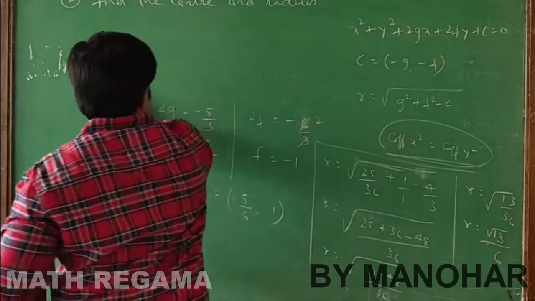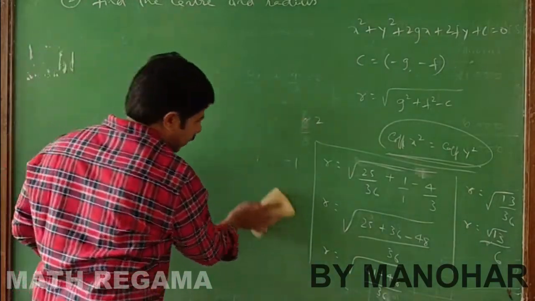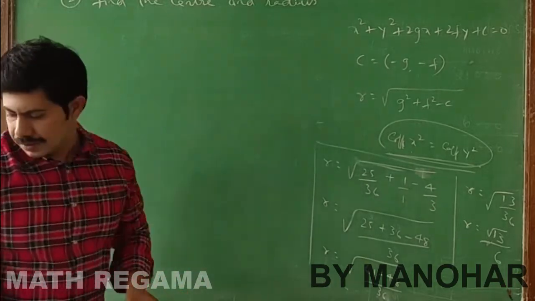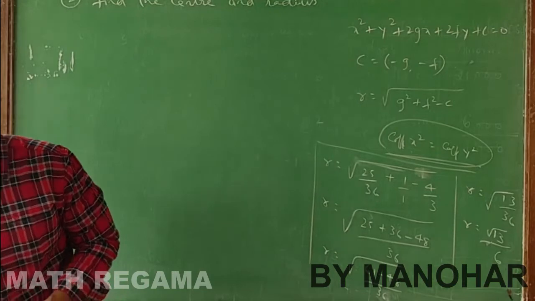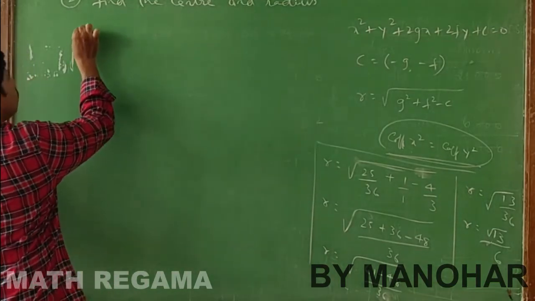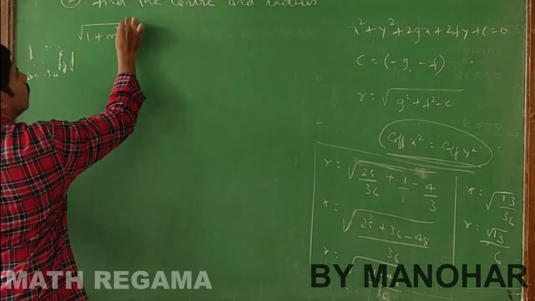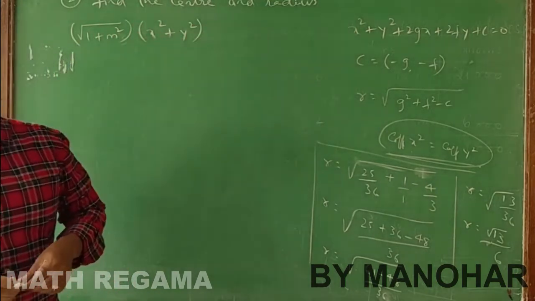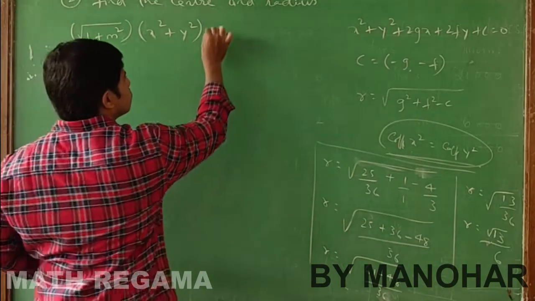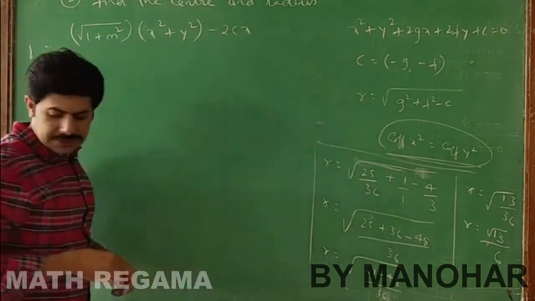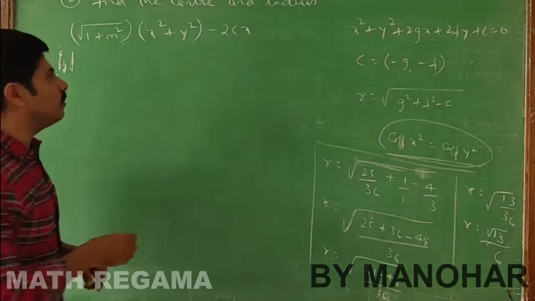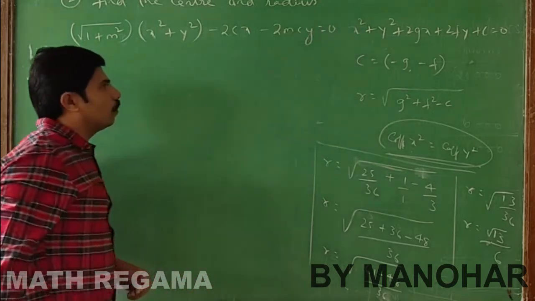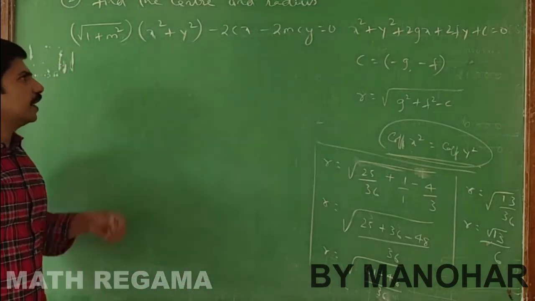Again, it is find the center. The next one is find the center and radius. Same question. The equation is this, and this is a very important problem: under root of 1 plus m square into x square plus y square minus 2cx minus 2mcy is equal to 0. So same, you have to find the center and radius.